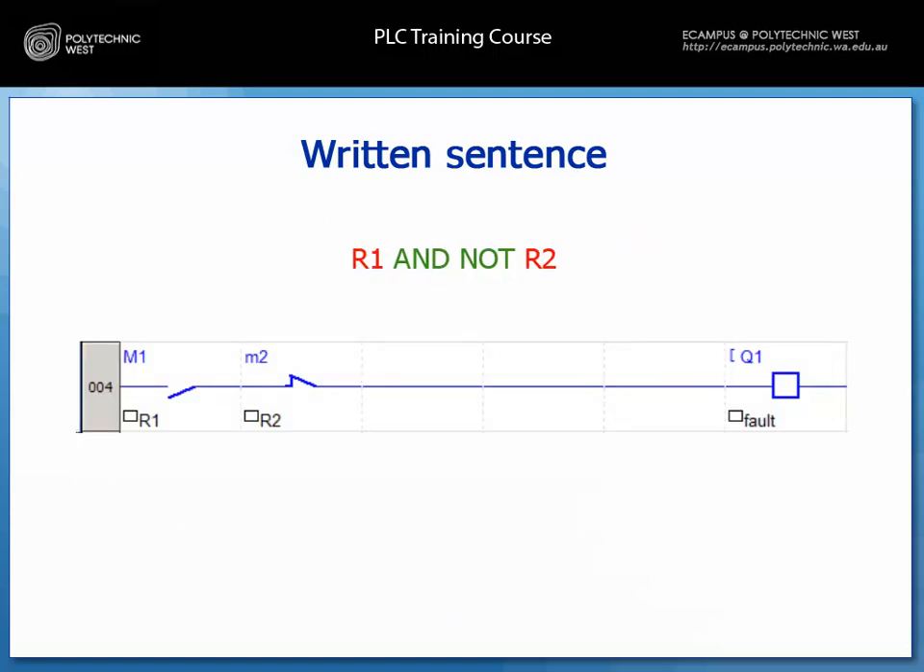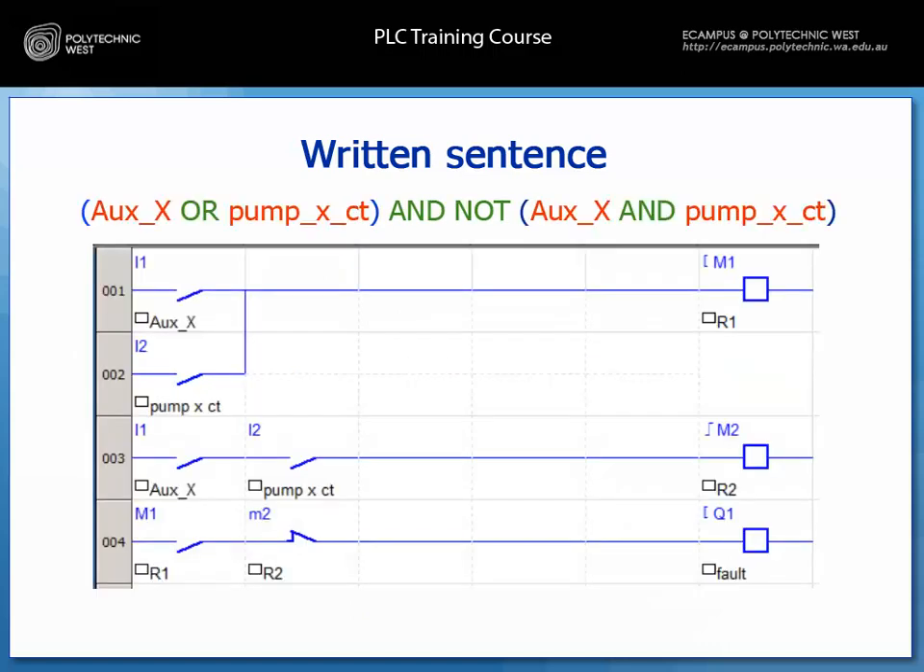We can rewrite our sentence to substitute R1 and R2. The AND means that they are in series, and NOT means that we invert R2. Now we can bring it all together and show our 3 lines of code. The next step is to test if our program truth table is the same as the one we want.